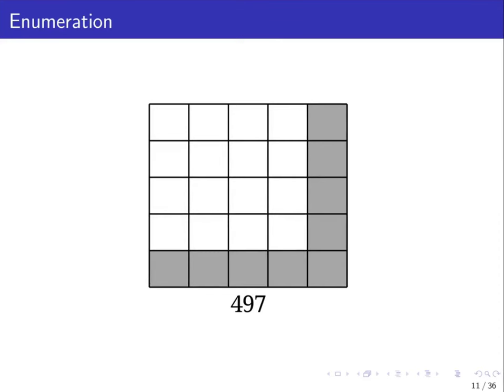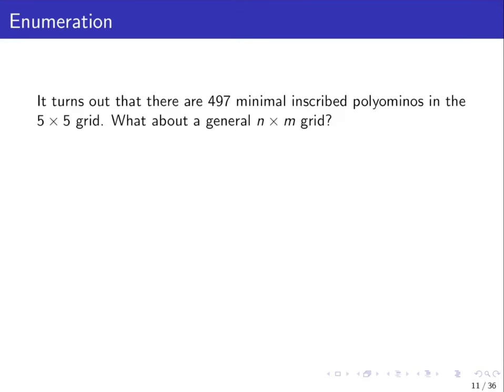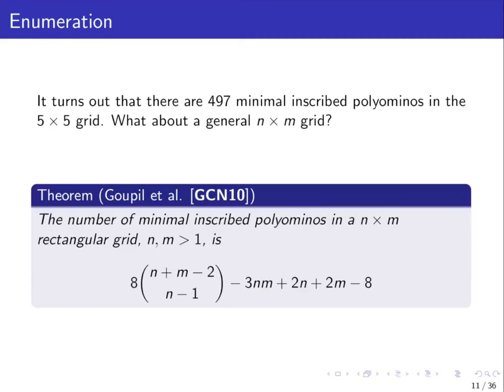And there we go. It turns out there are 497 minimal inscribed polyominoes in the 5x5 grid. What about a general n by m grid? Goupil, Cloutier, and Newbound in 2010 showed that the number of minimal inscribed polyominoes in an n by m grid for n and m greater than 1 is this expression here. We won't go through a full proof of this result here, but I'm going to show one of the main ideas of the proof so that we can understand at least where one would start enumerating these objects.